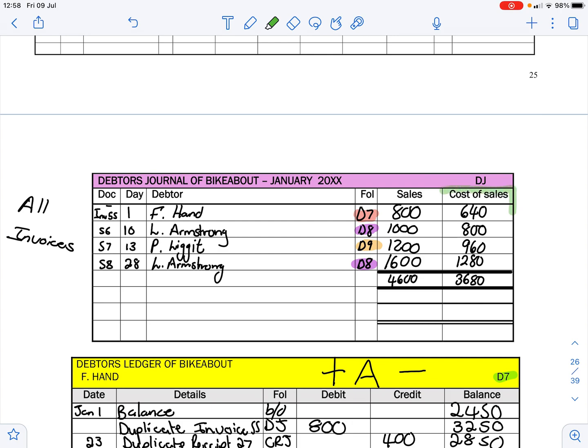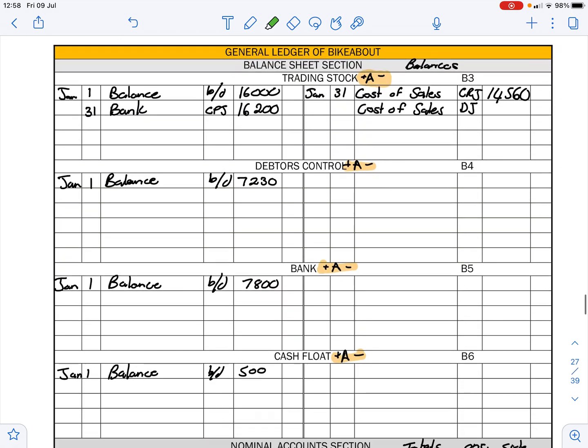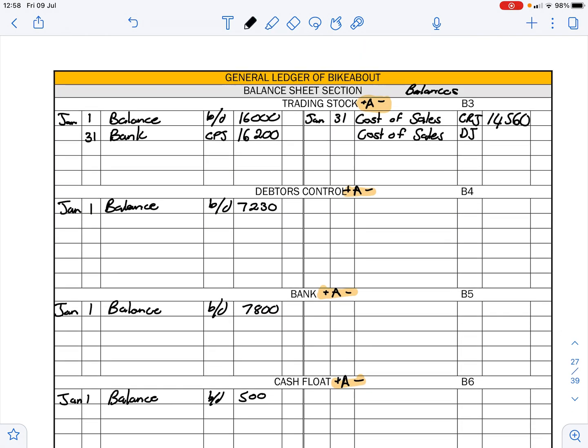If we go back up to our debtors journal, you'll see that we do have a cost of sales column again. So this is all our credit sales. And we sold a total of 3,680 Rand worth of stock on credit. So we can put in our 3,680. Now, you'll find that when we sell stock on credit, customers take the stock and pay us back later, which is why we recorded it in the DJ.